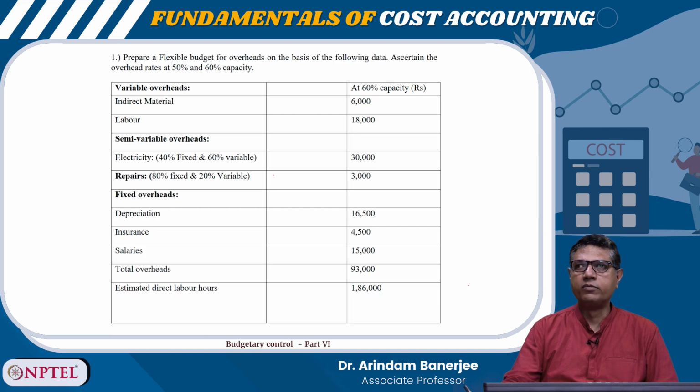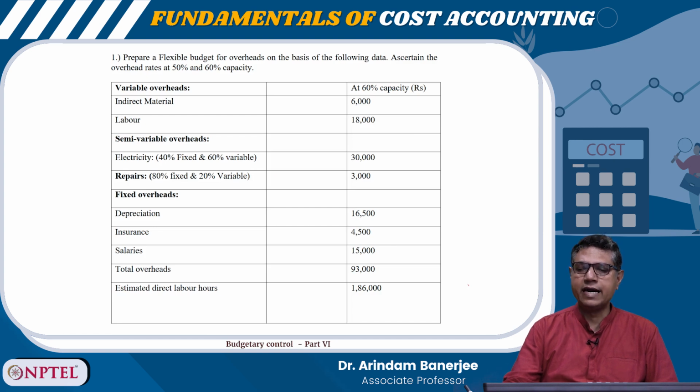So here is some information given. Prepare a flexible budget for overheads on the basis of the following data. Ascertain the overhead rates at 50% and 60% capacity. The information about the variable overheads, semi-variable overheads and fixed overheads is given in the chart.